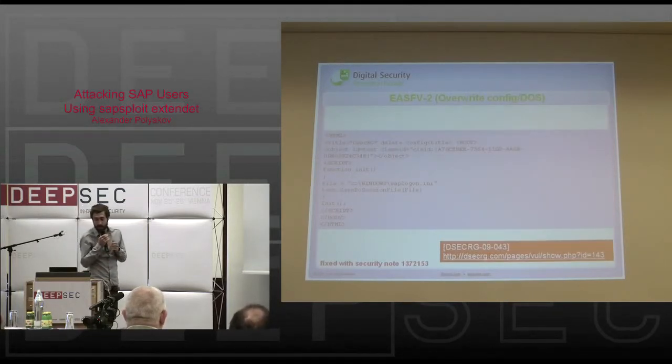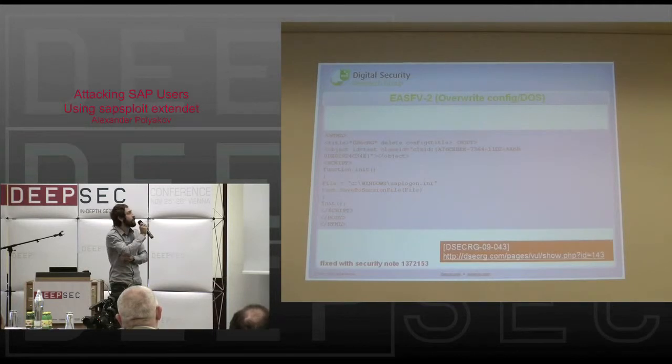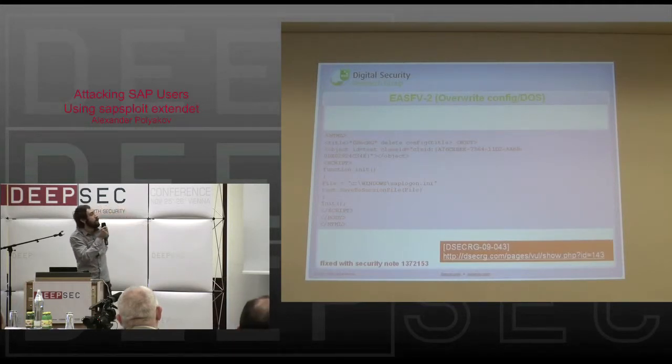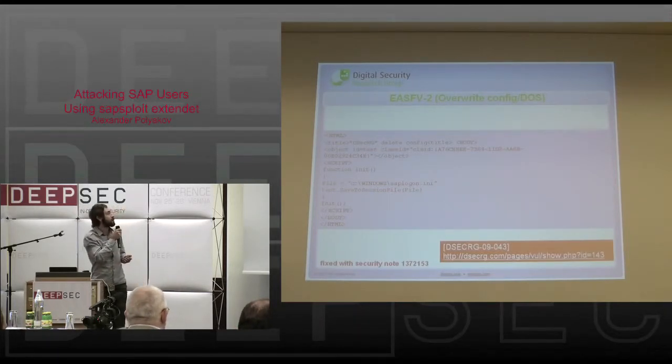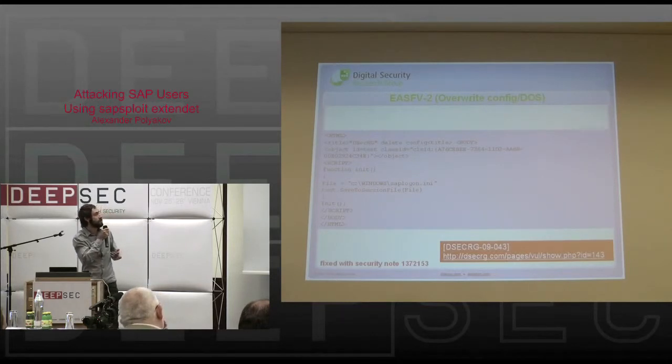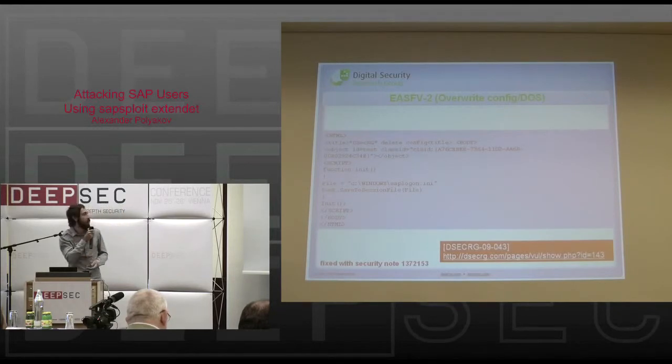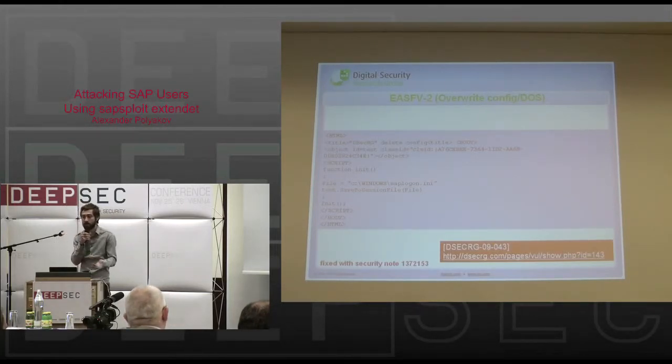The next thing is overwriting files. Some ActiveX controls have functions to save files to the operating system. So we can overwrite, for example, the SAP logon file. It's a file where the information about all the SAP servers is stored. So if you overwrite it, the user cannot connect to the SAP server. It's a kind of little denial of service attack.